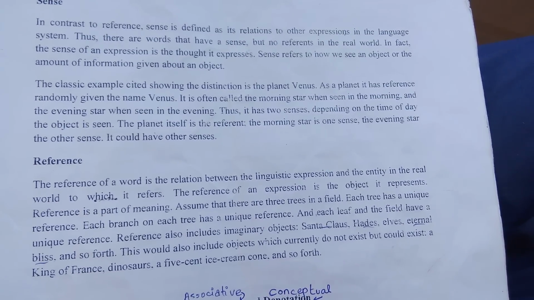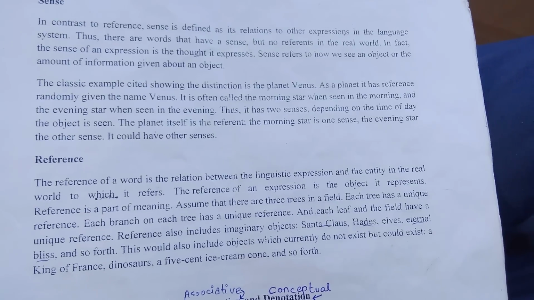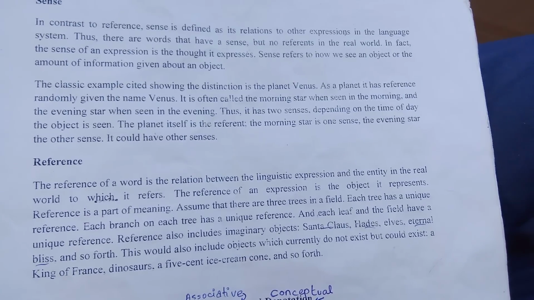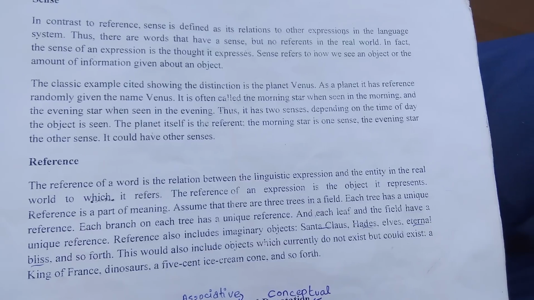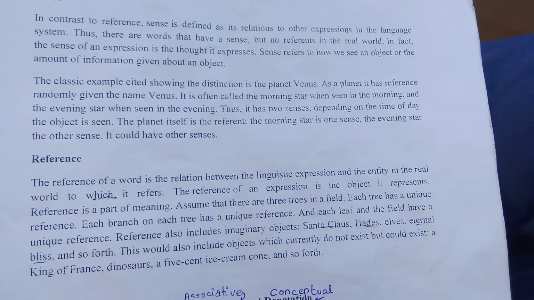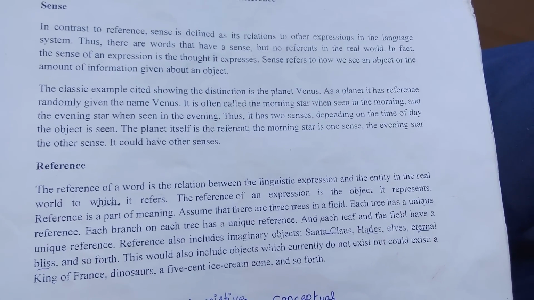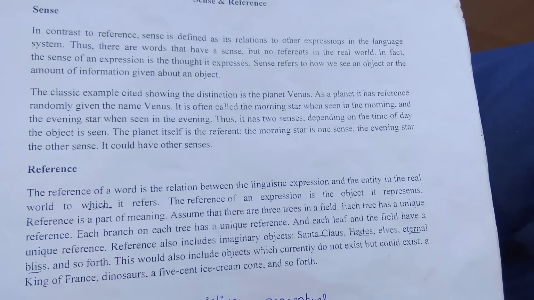Reference also includes imaginary objects: Santa Claus, Hades, elves, internal bliss, and so forth. This would also include objects which currently do not exist but could exist: a king of France, a dinosaur, a 5-cent ice cream cone, and so forth.